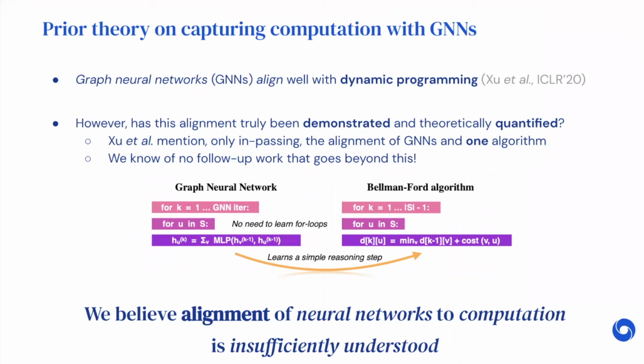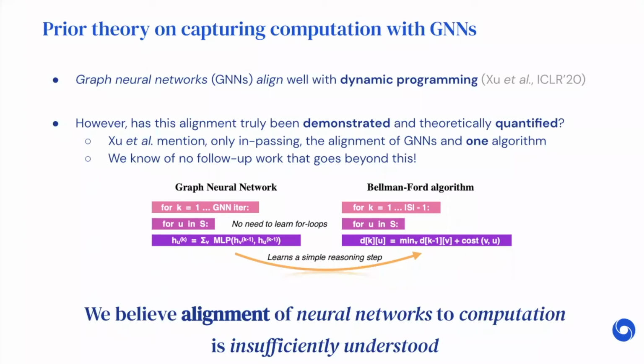However, if you look at the paper which introduced this idea, actually what they do is they show the code for the graph neural networks, and they show you the code for one dynamic programming algorithm, Bellman-Ford, and they argue that these two code structures look very, very similar, okay? And therefore, because they're very similar, they align.